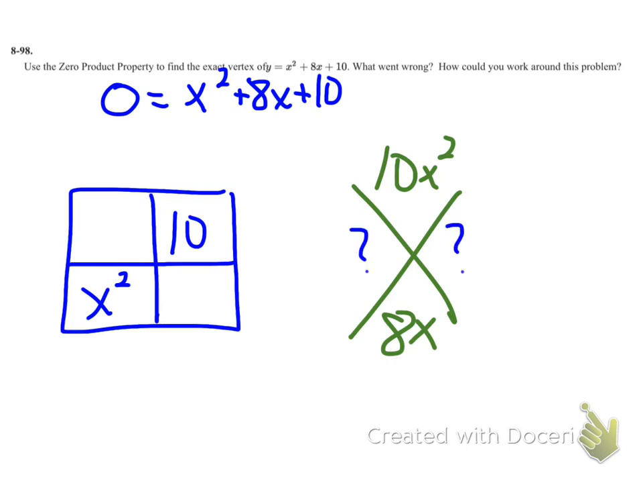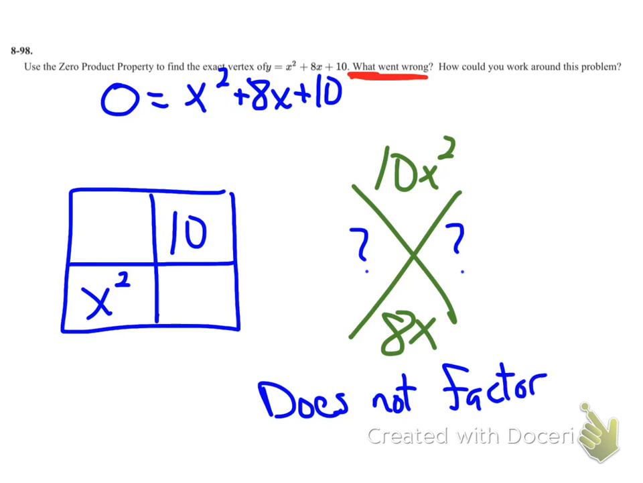So for this problem, it says, well, what went wrong? Well, what went wrong here is there are no multiples of 10x squared that add to 8x. That means that it does not factor, because there are no factors for this problem. So what we need to do is take a look at another way to go about this.